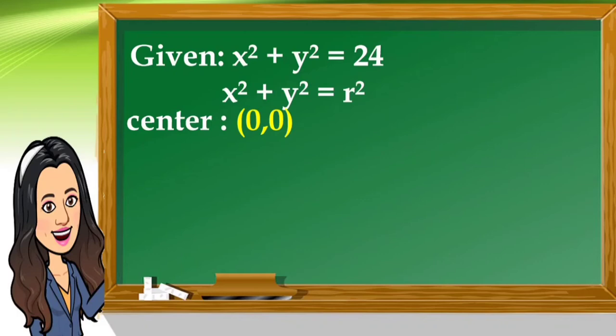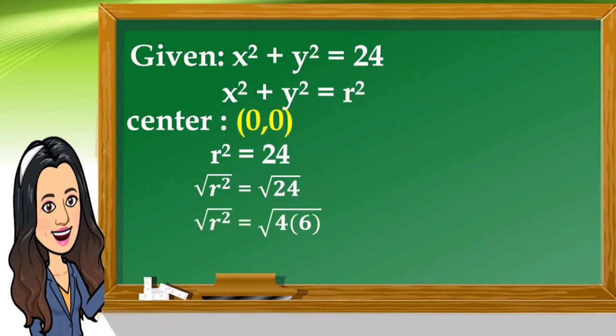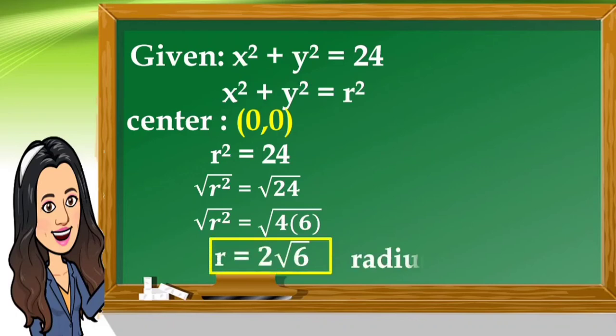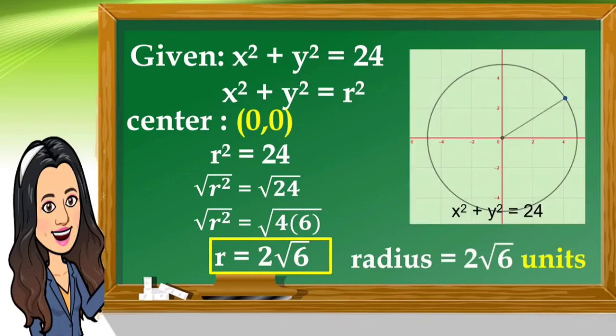To find the radius, let us equate r squared is equal to 24. Then let us solve for r by extracting the square root of both sides of the equation. And then let us factor square root of 24 as the square root of 4 times 6. Then we can now solve for r, which is equal to 2 square root of 6. So therefore, the radius is 2 square root of 6 units. Here is the graph of the circle having an equation of x squared plus y squared is equal to 24, with center at the origin and the radius, which is 2 square root of 6 units.